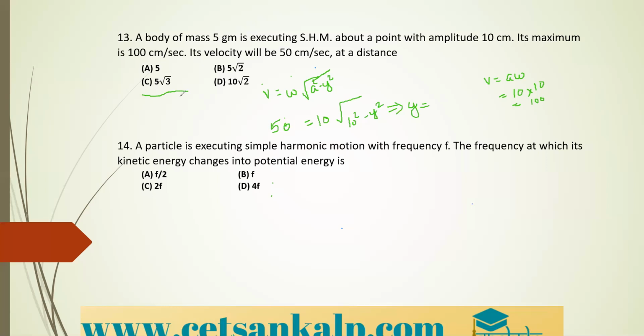Next problem, 14th one. A particle is executing simple harmonic motion with frequency f. The frequency at which its kinetic energy changes into potential energy is. Here the question is what? Here they are asking you at what frequency the kinetic energy changes into a potential energy in simple harmonic motion. Here see, during one complete oscillation, the kinetic energy will become twice.